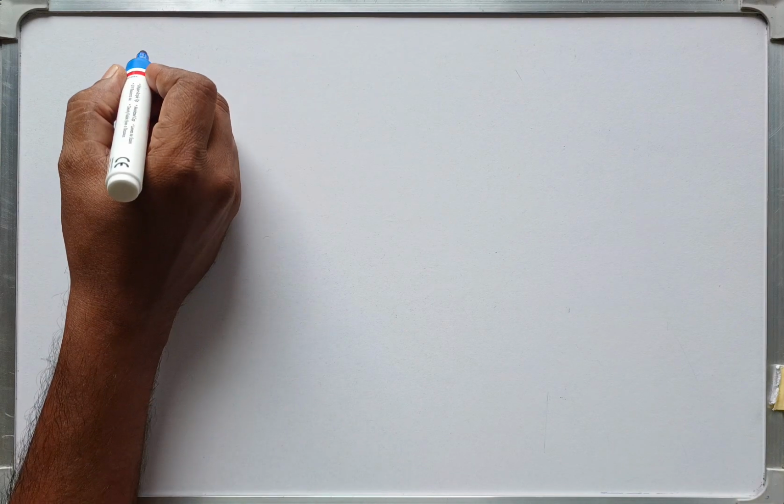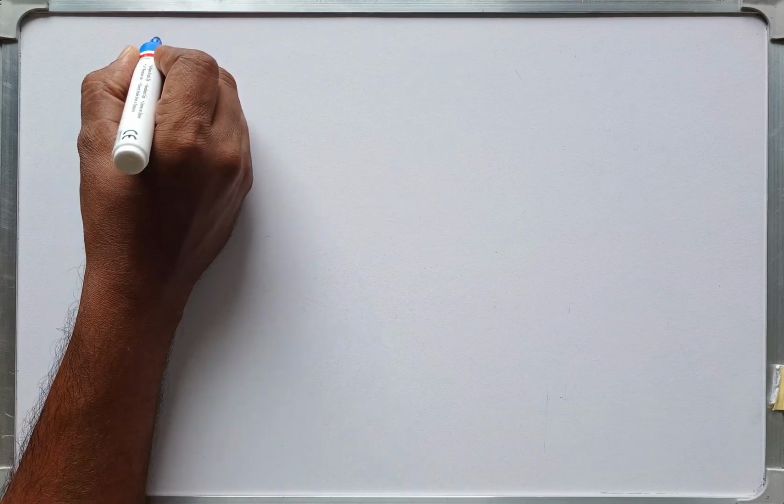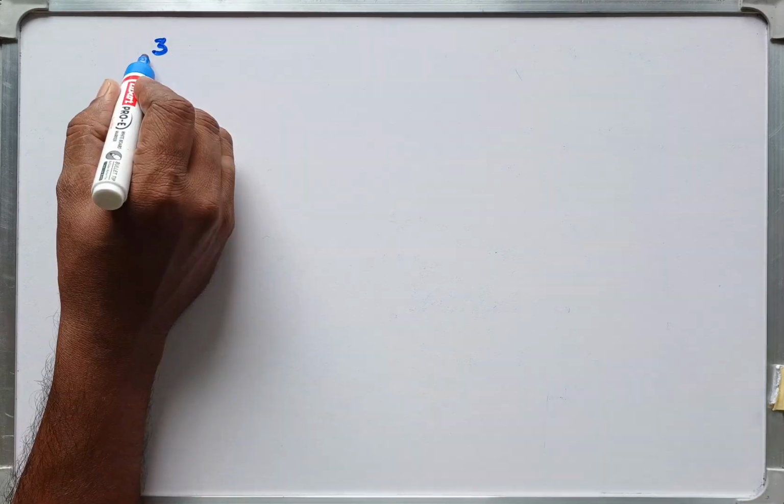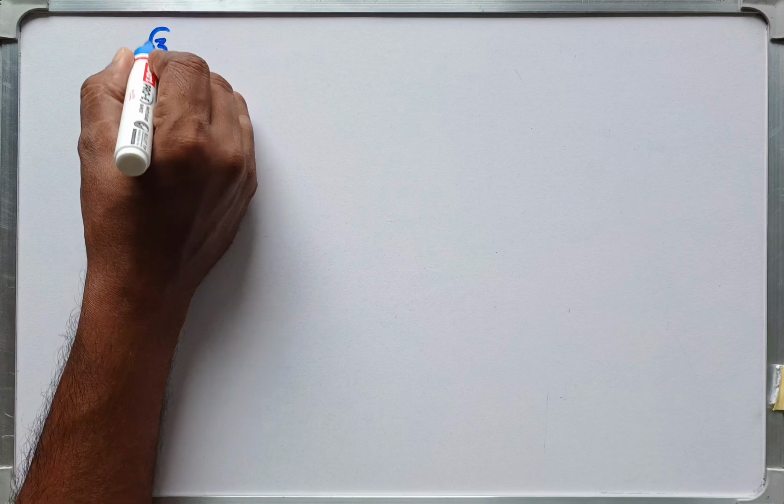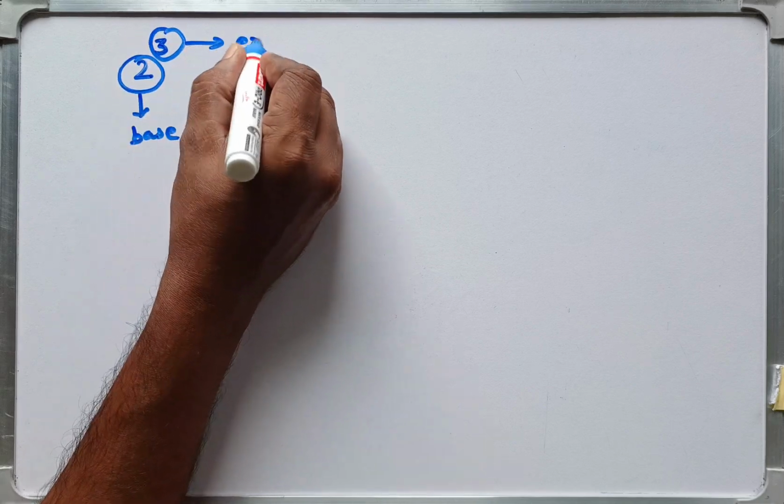Today in this lecture we will learn about exponents. In exponents we will see what is meant by the base and the exponent of a number. First we start with the exponent. What is meant by exponent here? Suppose here 2 to the power 3. This number 2 is known as the base and the 3 is known as the exponent.